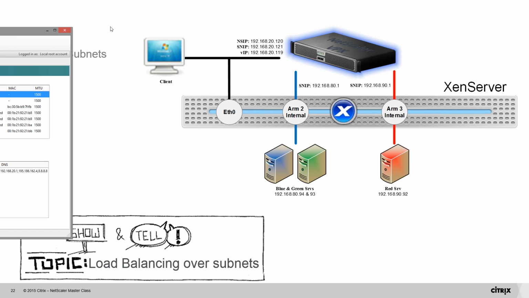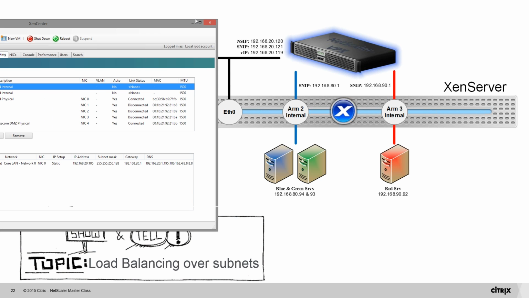I've then defined 2 internal interfaces on my Xen server. These are just within the Xen server. They don't go anywhere. They're not patched to anything. And on those internals, I have bound 3 servers. On ARM2, I've bound my blue and my green servers. And on the 3rd one, I have bound my red server.